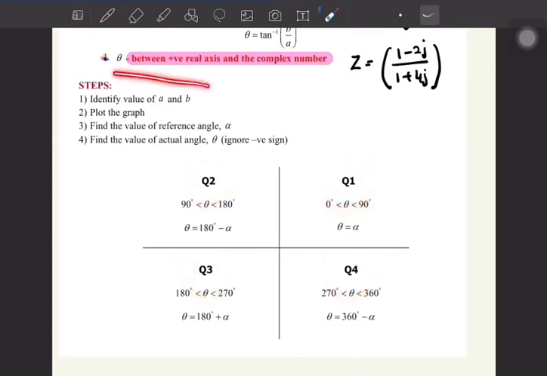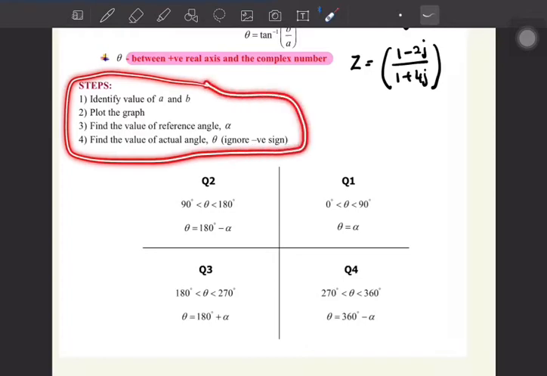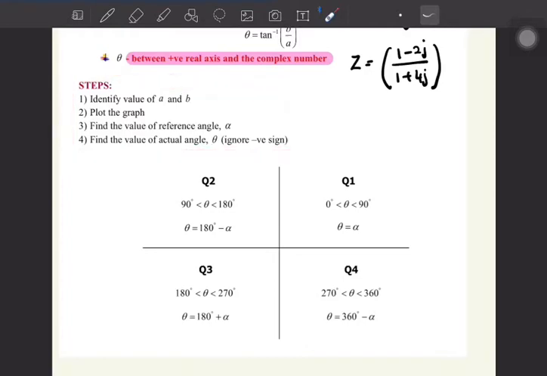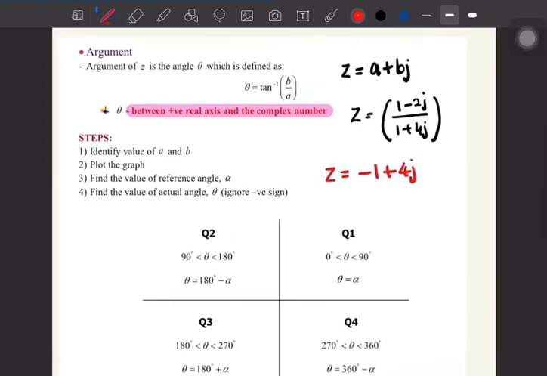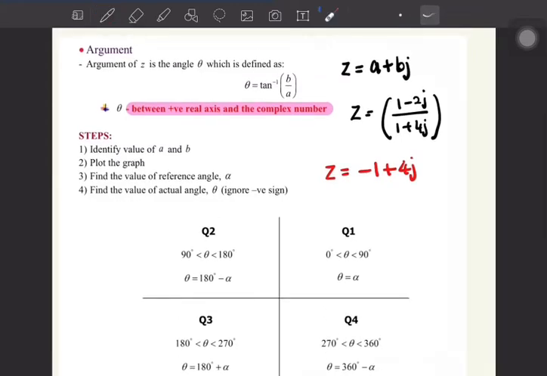As you can see in the steps here, the first step is to identify the values of a and b. When you are given z, let's say z equals negative 1 plus 4j, you need to know which one is a and which one is b. Why? Because later you will substitute those values into this formula.